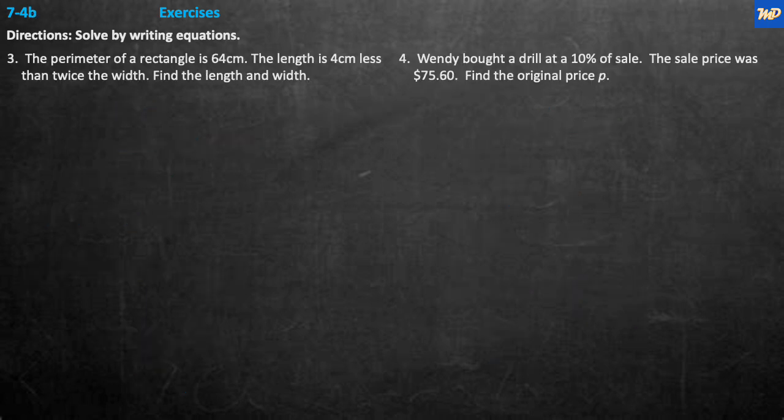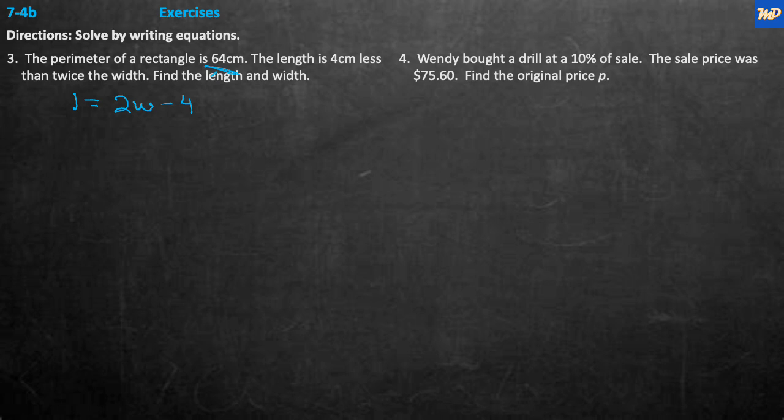Okay, continuing on, we have problem 3. Problem 3 says the perimeter of a rectangle is 64 centimeters, and the length is 4 centimeters less than twice the width. So what is that telling us? The length is equal to twice the width minus 4. That's what the length is. So the W is what it is. The length is 2 times the width minus 4. And that's all equal to, when we're done here, 64 centimeters.